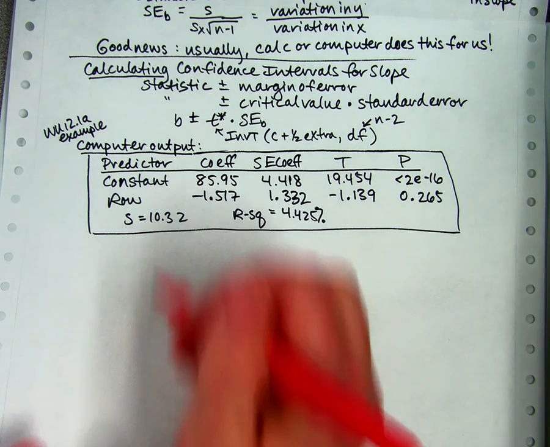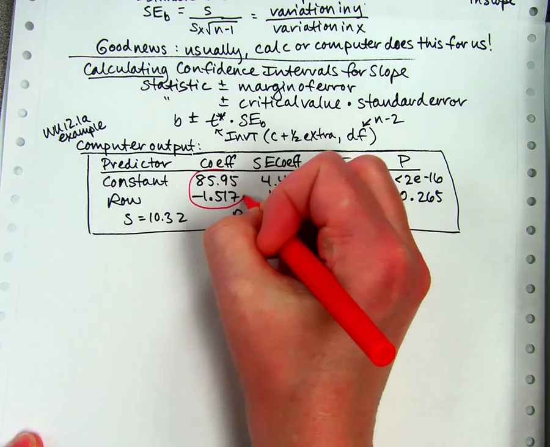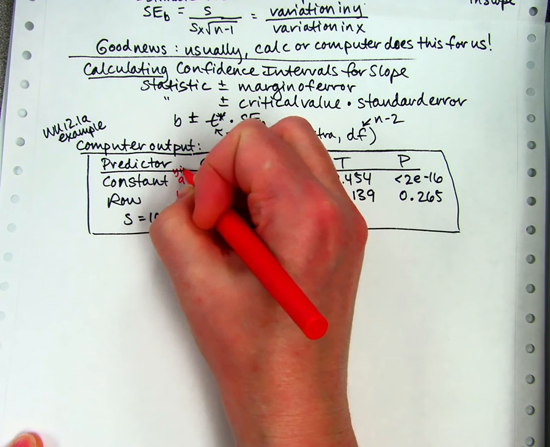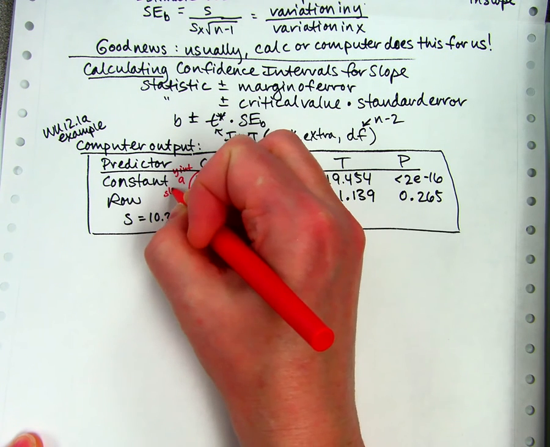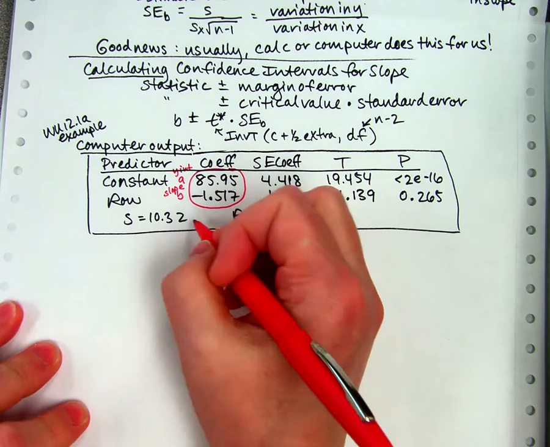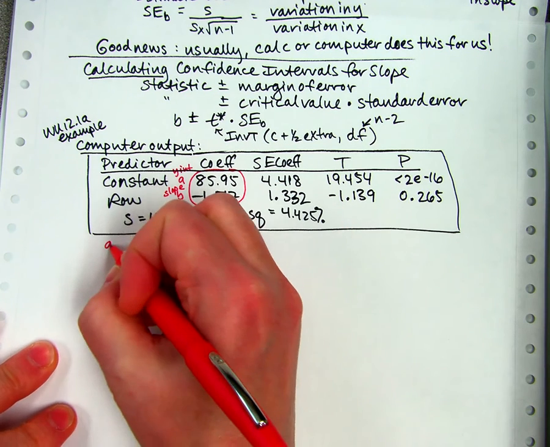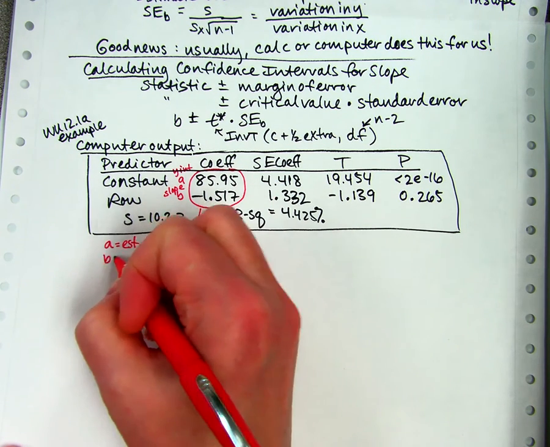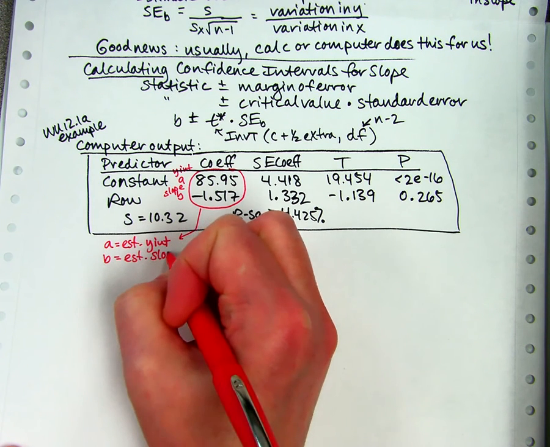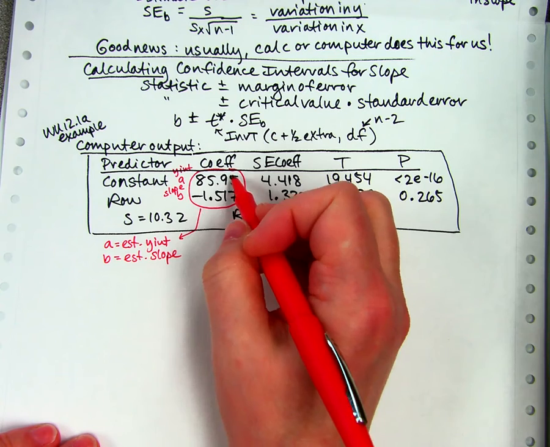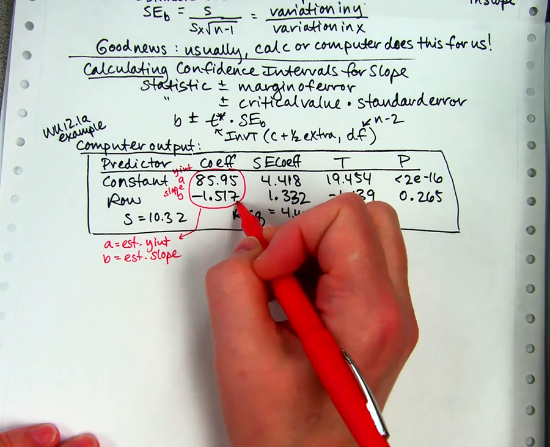We already know that these two numbers are the slope and the y-intercept. Officially they are called a and b. a is the y-intercept and b is the slope. Technically, those are the sample y-intercept and the sample slope. They are estimates of the actual. So a is the estimated y-intercept, and b is the estimated slope. Remember, the parameters that come from the population would be alpha and beta. So this is our estimate of alpha, and this is our estimate of beta.